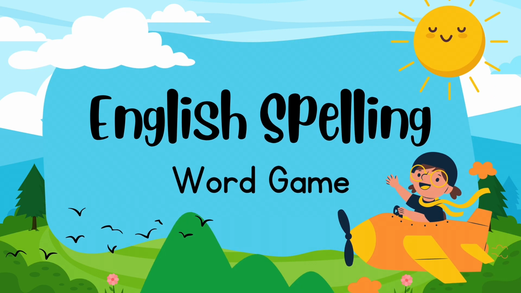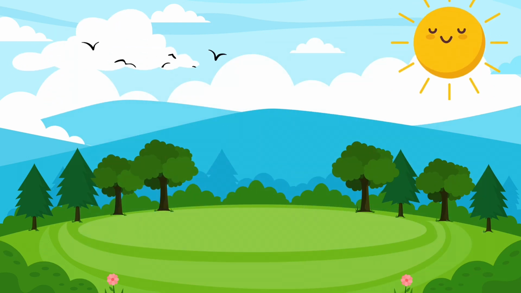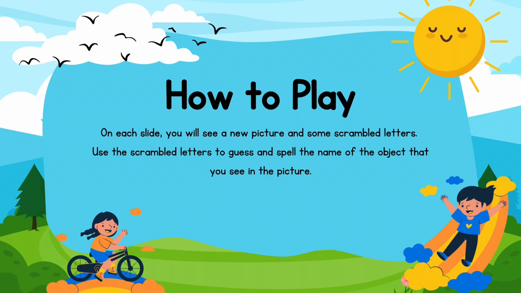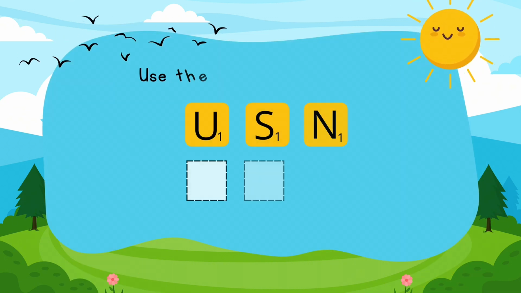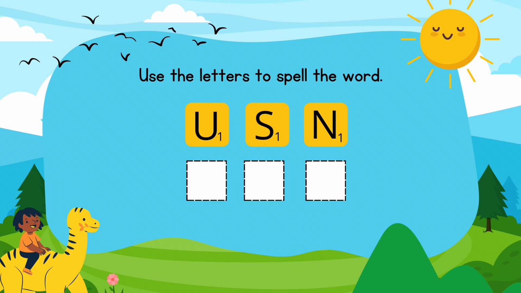English spelling word game. How to play. On each slide, you will see a new picture and some scrambled letters. Use the scrambled letters to guess and spell the name of the object that you see in the picture. Use the letters to spell the word.